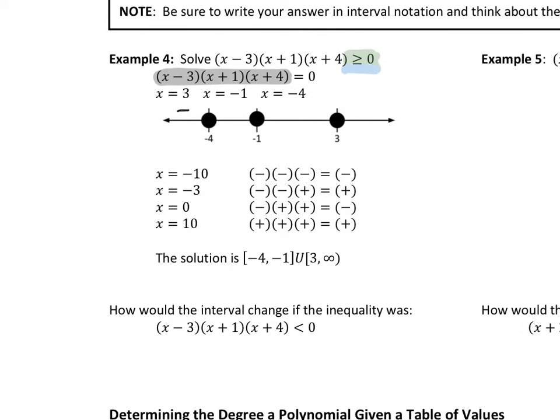The second section, I plugged in negative 3 because negative 3 is between negative 4 and negative 1. Yeah, you could have used negative 2. You can use negative 2.5. I don't think you want to, but you can. When you do that, you get negative, negative, positive, which means this section is positive. We continue by plugging in 0 and then plugging in 10. We get the following. Now again, what was the actual question?